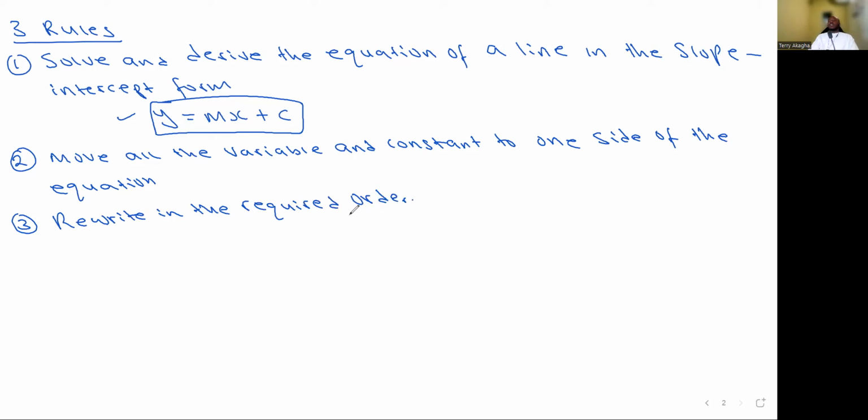Okay? So that means you solve as usual and you derive the equation of a line in the slope-intercept form, which is y is equal to mx plus c. Then after that, you move all the variables and constants to one side of the equation. Then you rewrite in the correct order. So let's pick an example for instance.